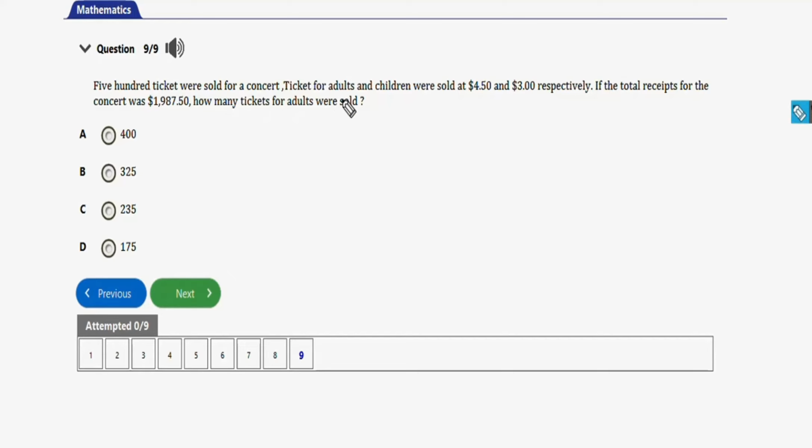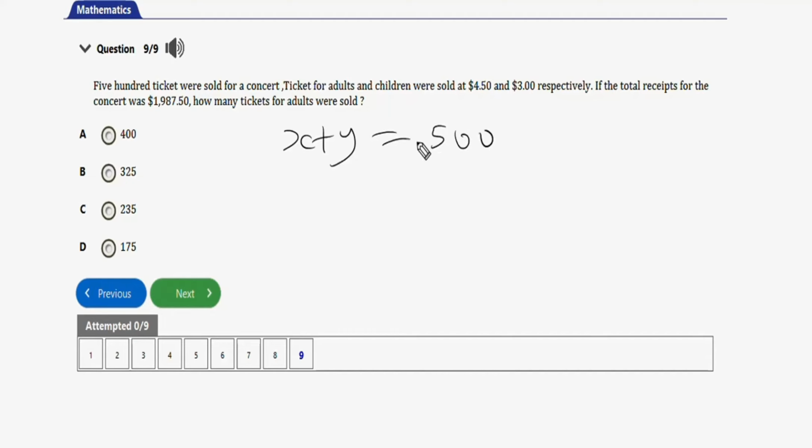So we don't actually know the number of tickets for adults and children respectively that resulted to this value we have here, $1,987.50. But we are told that tickets for adults and children were sold for this and this respectively. We don't know the number of tickets that resulted in this figure, so let's call them x and y. So it will be x plus y. x stands for adults, y stands for children. We don't know their actual values. So it equals these 500 tickets we have.